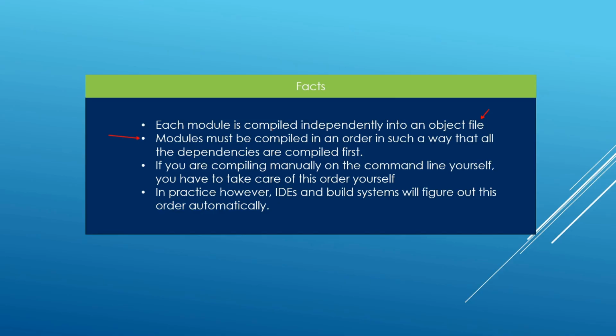Modules must be compiled in an order such that all the dependencies are compiled first. So if a module is used by other modules, the one that is used by other modules has to be compiled first. If you are compiling manually on the command line yourself, you have to take care of this order yourself. And this is a really big headache if you have a big project. That's why we have to rely on tools like build systems and IDEs to help us take care of these dependencies. In practice, you will be using IDEs and build systems to figure out this order automatically.